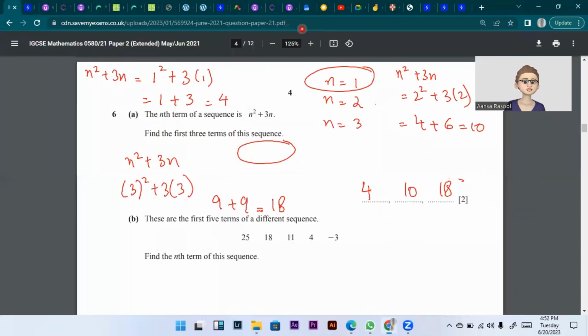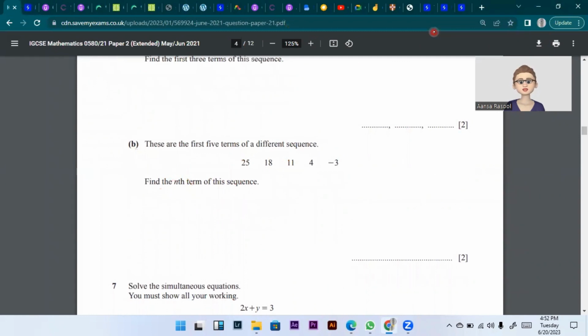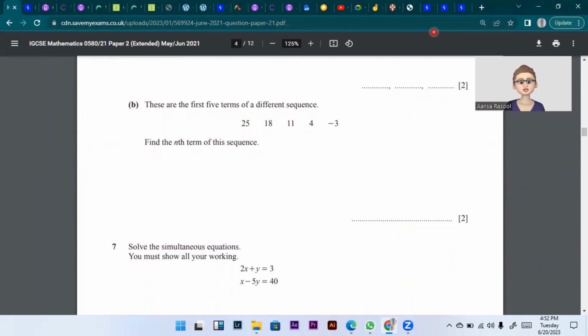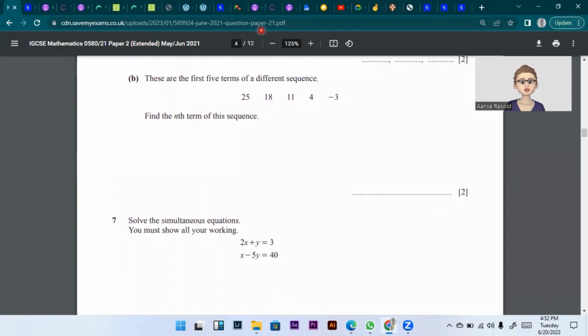And what's part B? In part B, they are giving the first 5 terms of a different sequence and asking to find the nth term of the sequence. So how to find the nth term? What you do is subtract 18 minus 25. What answer do you get? Minus 7. So there is a difference of minus 7 between all of these terms. 4 minus 11 is also minus 7. Now minus 3 minus 4 is also minus 7.